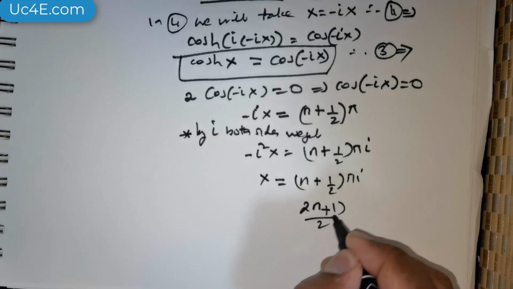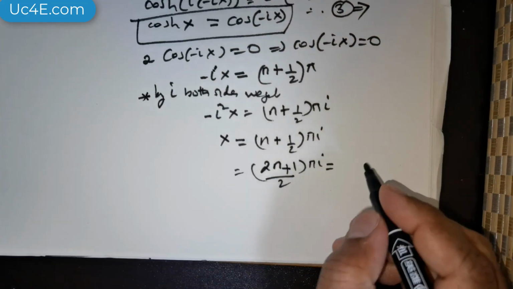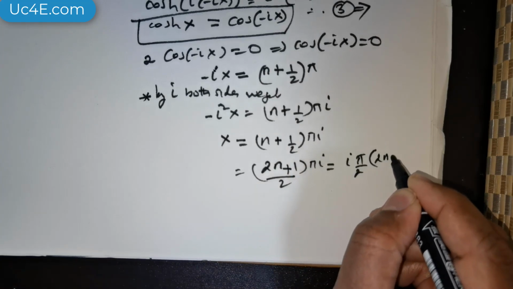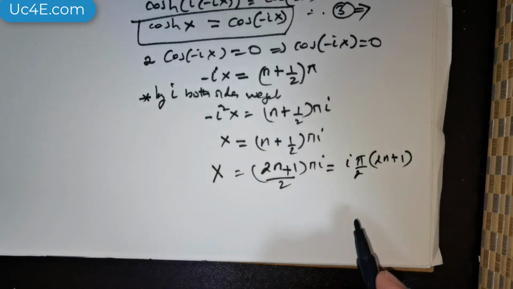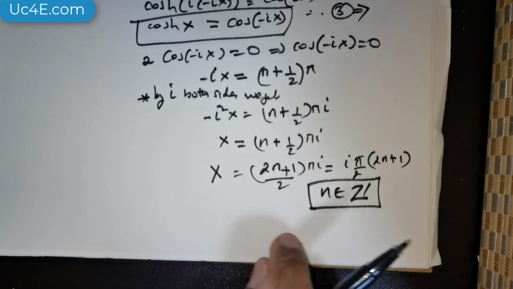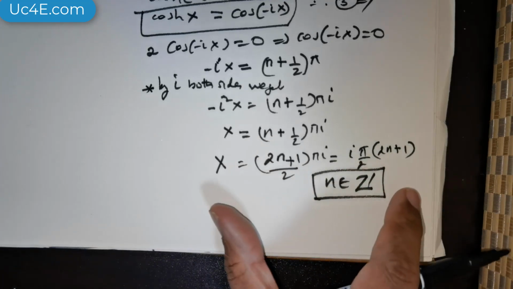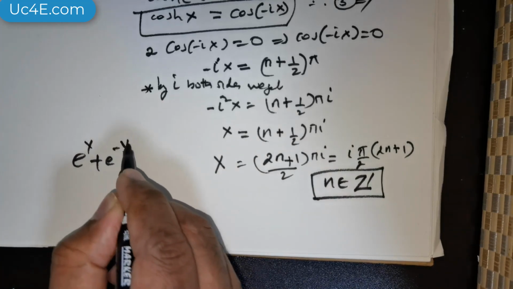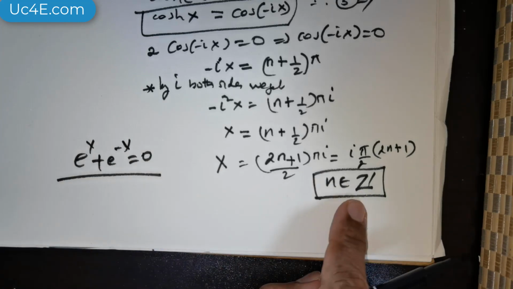Which can be rewritten as, I'm going to write it in this fashion, i times pi over 2 times 2n positive 1, which is the value of x such that n is an element of integers. For all integers, x is equal to i times pi over 2 times 2n positive 1, and this is the solution for e raised to the power of x positive e raised to the power of negative x is equal to 0. So clearly you can see this has got infinite number of solutions.